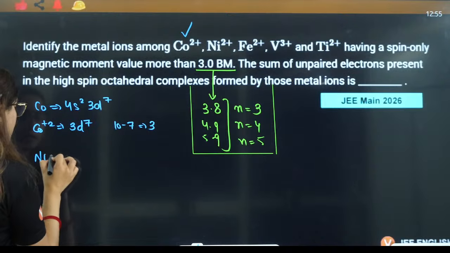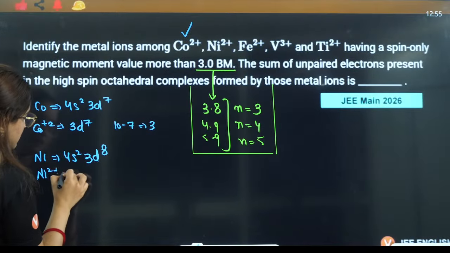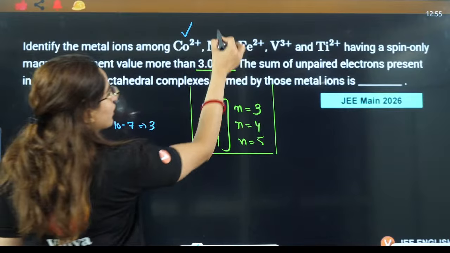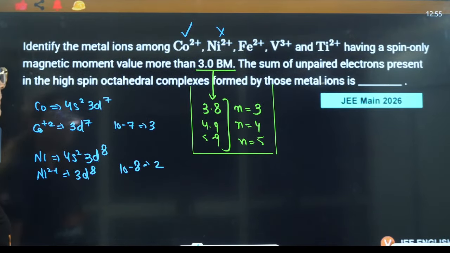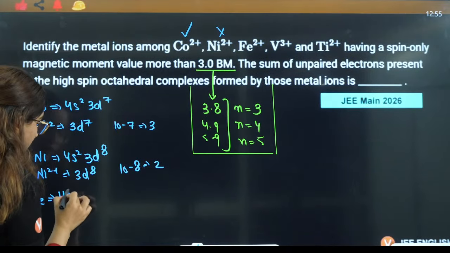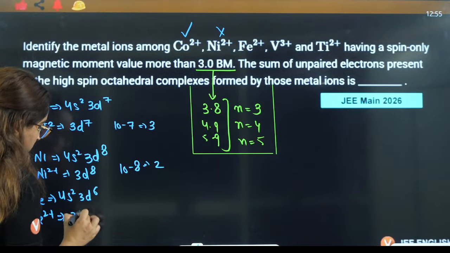Nickel. Nickel is 4s2 3d8. Nickel 2 positive is 3d8. So 10 minus 8 is 2. So this does not lie in that category, right? They are saying identify the metals having spin-only magnetic moment more than, and then the sum of unpaired electrons present in the high spin octahedral complexes formed by these metal ions. First you have to identify the ions. Fe. Fe is what? 4s2 3d6. Fe2 positive is what? That is 3d6.